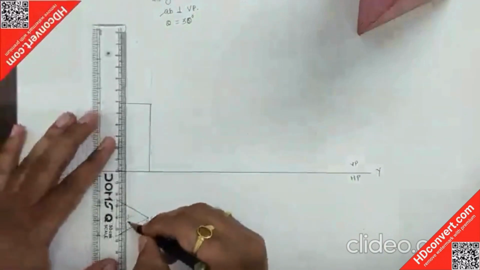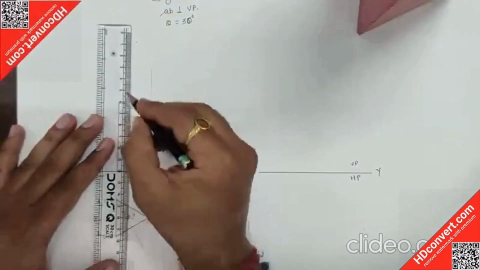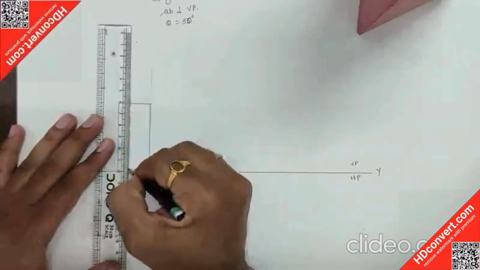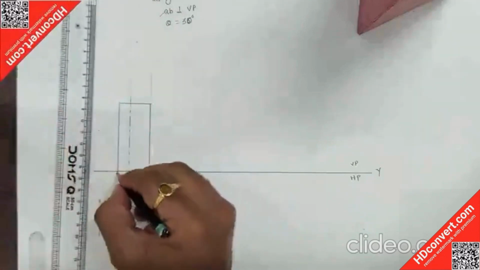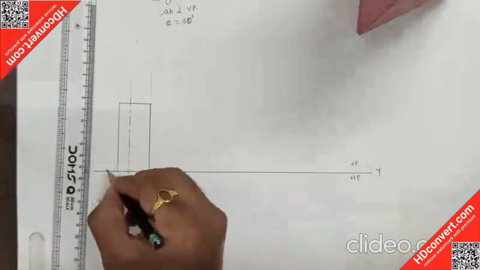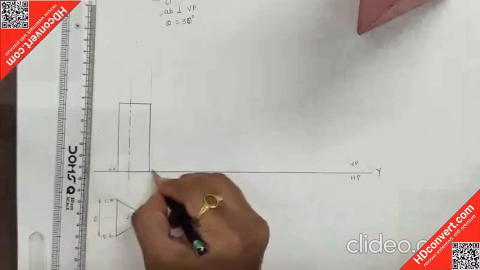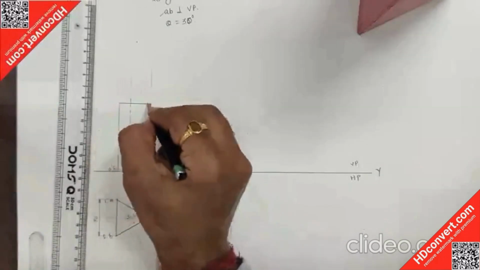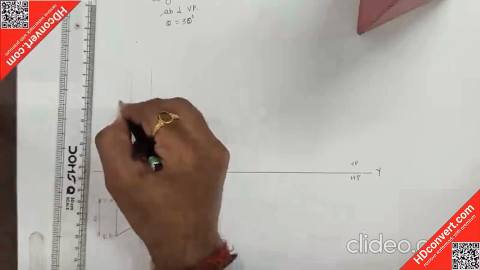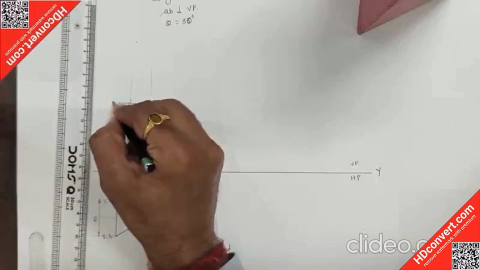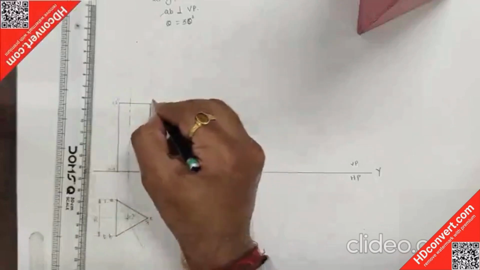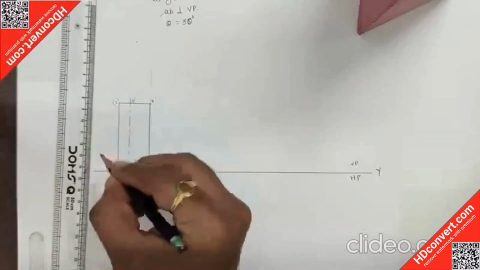And this is the axis. We know the axis is shown by a long dash, short dash line. This base triangle will appear as a straight line, which is coming on this XY line, A dash, B dash. This is C dash, and this top line is nothing but the front view of the top triangle. This is 1 dash, 2 dash, and this is 3 dash, and this is for the axis.